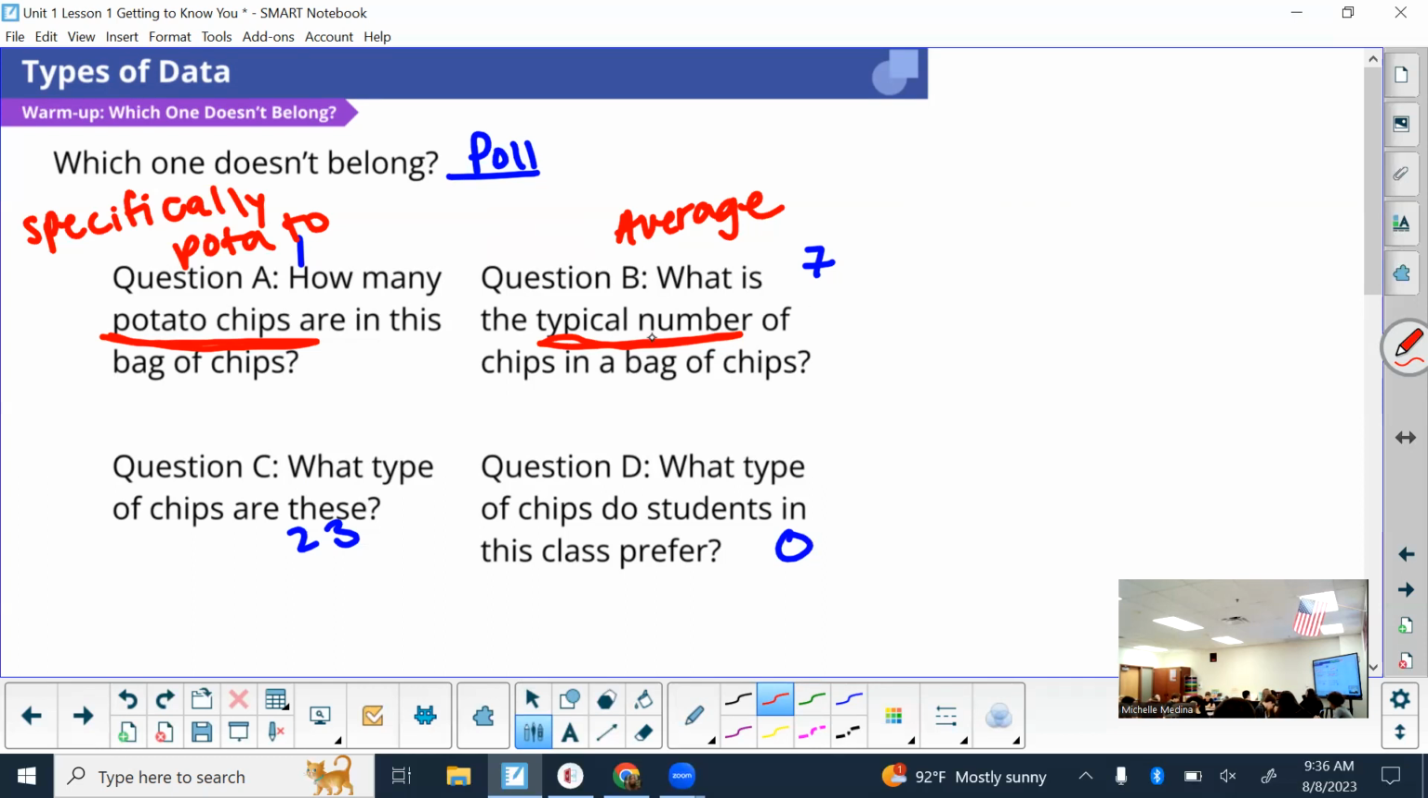Do any of these others give me that type of answer, numerical answers? It's not the only one that gives numerical answers. This one technically could also be a numerical answer, but we'll include that too for question B. All right, what about question C? Why does that one not belong?